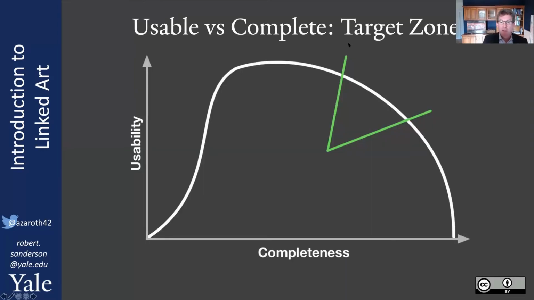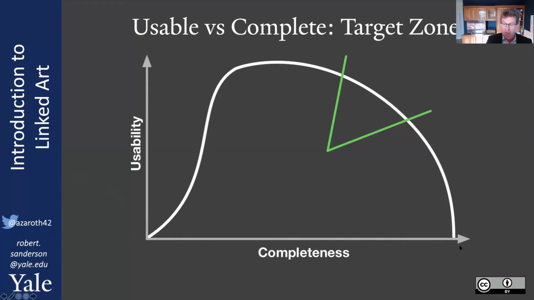So we're looking for somewhere in this target zone in green between usability and completeness. As you add completeness, initially usability goes up because you need at least some knowledge in order to be useful. But then it sort of levels out and plateaus. We're looking to maximize the area under this curve. So you want as much completeness and as much usability as possible. So we think it's somewhere in here.